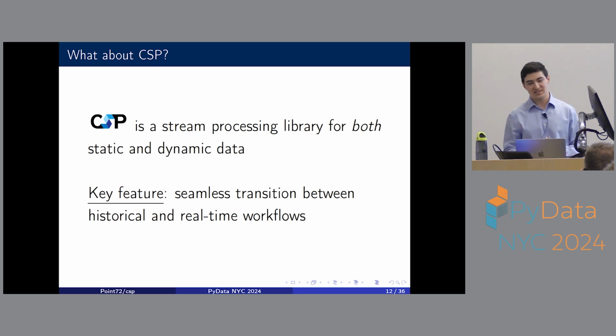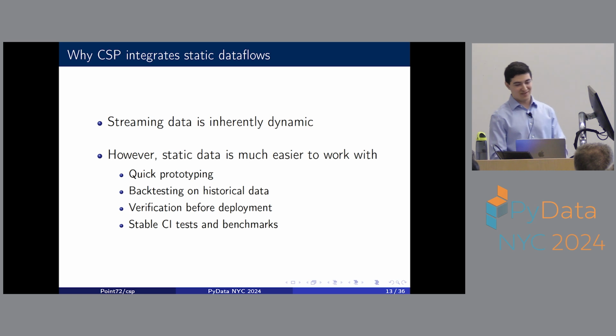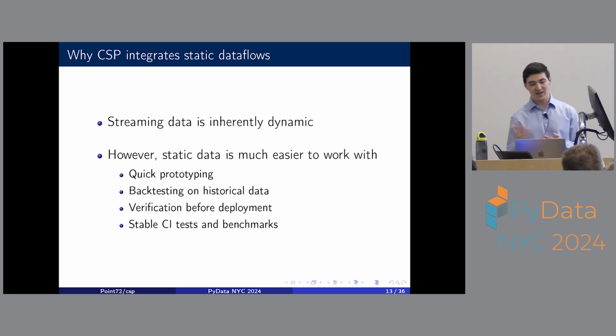But the distinction is that CSP works equally well for both static and dynamic data. So this is the key defining feature of CSP, that you can transition between a historical workflow, which you might be using for research or testing, to a real-time workflow, which is the actual deployed application. So why did we make this decision when we designed the library? I mean, streaming data itself is almost inherently dynamic. You're streaming data and processing that in a stream process because you want immediate updates based on the dynamic data. So why would you care about static data in a stream processing library?